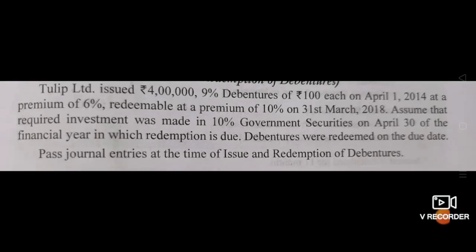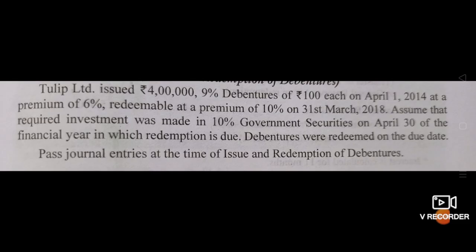Good morning, students. Today we will solve this problem of issue and redemption of debentures. Tulip Limited issued rupees 4 lakhs 9% debentures of rupees 100 each on April 1st, 2014 at a premium of 6%, and they are redeemable at a premium of 10% on 31st March 2018. Assume that required investment was made in 10% government securities on April 30 of the financial year in which redemption is due. Debentures were redeemed on the due date. Pass journal entries at the time of issue and redemption of debenture.